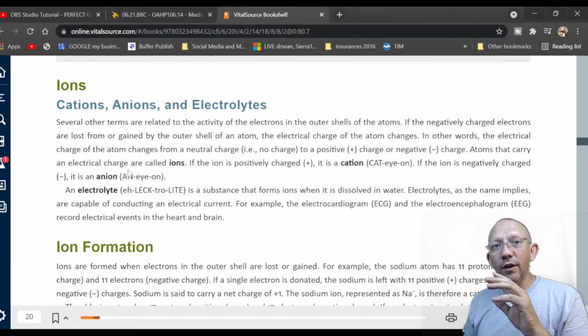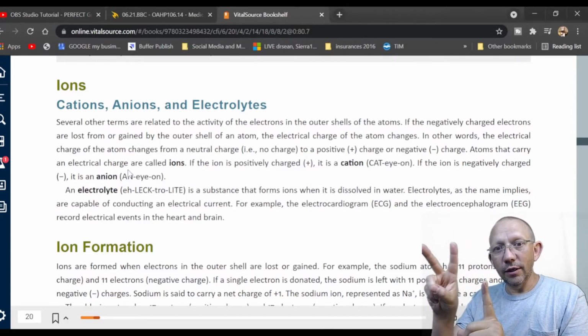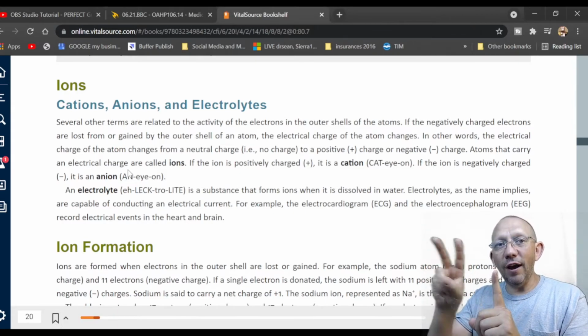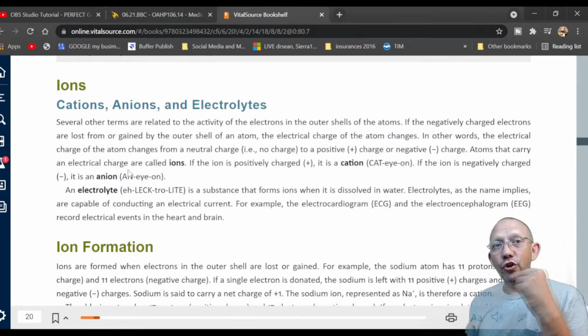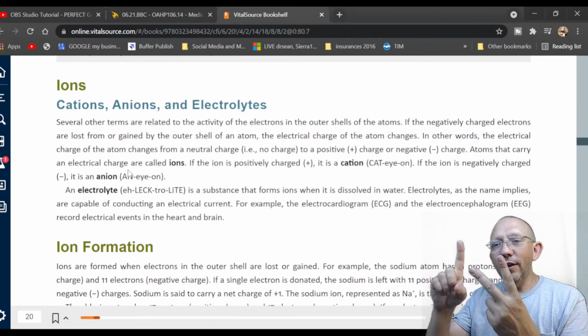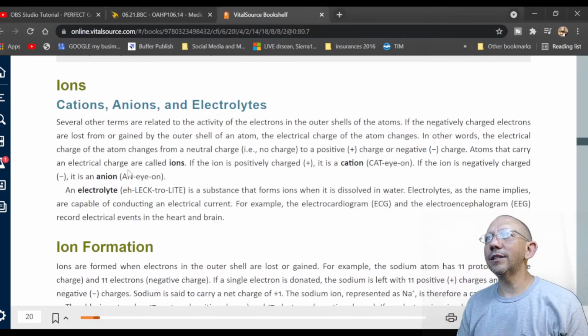Now, if you have one proton and two electrons, the electrons are negative and protons are positive, it's going to be a more negative ion. If you have two protons and one electron for some reason, then you're going to be more positive, right? That makes sense? Okay, so that's how it's going to be.